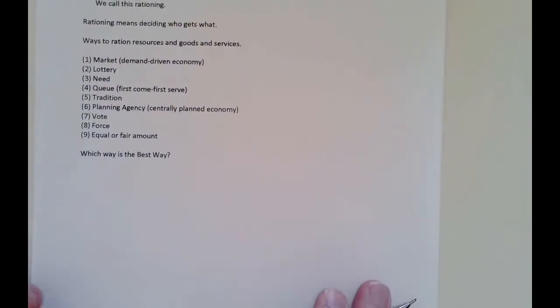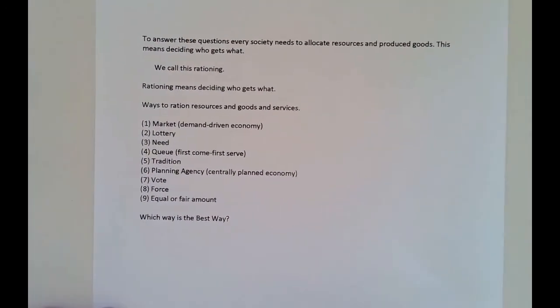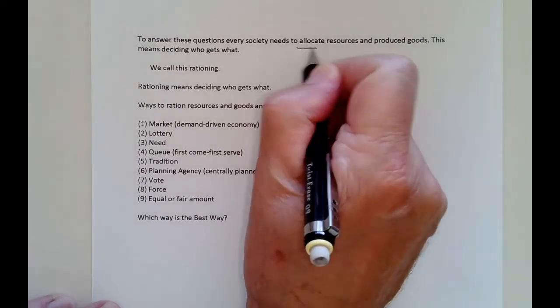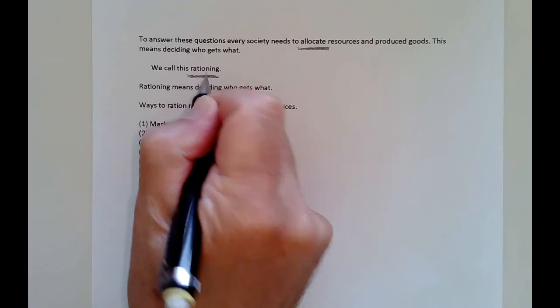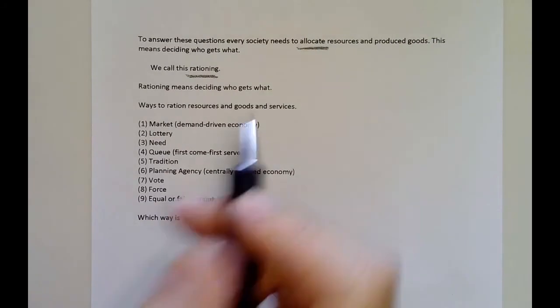So moving along, let's talk about allocation. So allocation means deciding how we're going to allocate our resources. And then after that, who's going to get the things that we produce. And this is known as rationing. Rationing is not just when there's an emergency and the government has to give out, control the allocation of, say, bottles of water or chainsaws after a hurricane, things like that. Rationing simply means who gets what.